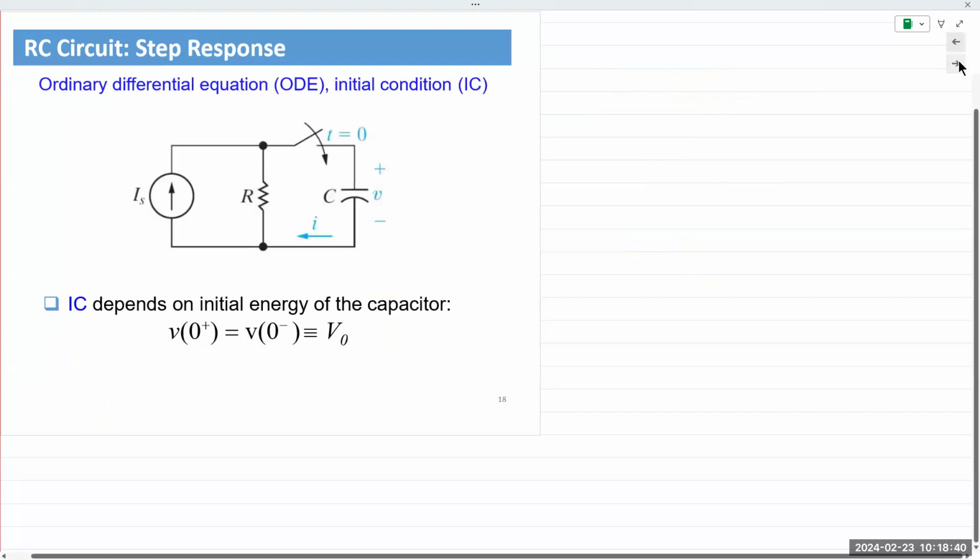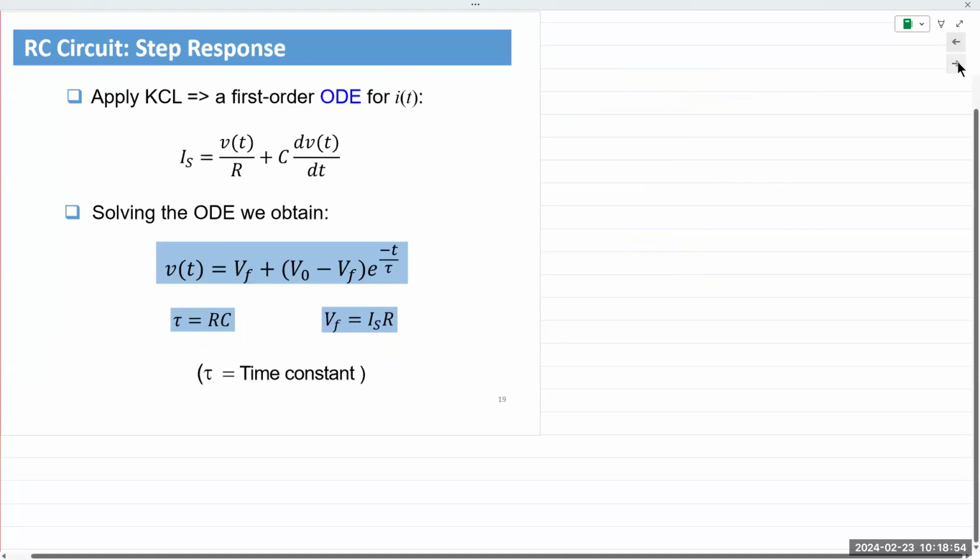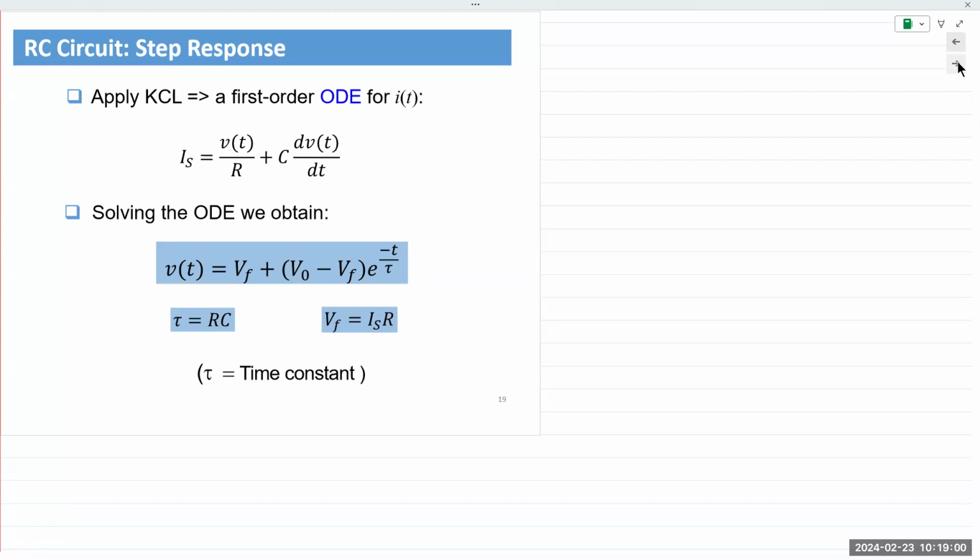You have a capacitor connected to a source. It starts charging when the switch is closed. Once it starts charging, current will flow through the capacitor. At some point, it will reach full charge, and when it reaches full charge, the capacitor becomes an open circuit. Current stops flowing through the capacitor. We apply KCL and we obtain a first order differential equation similar to natural response. Instead of 0, we now have the value equal to the source current IS. But the form remains similar to the natural response circuit.